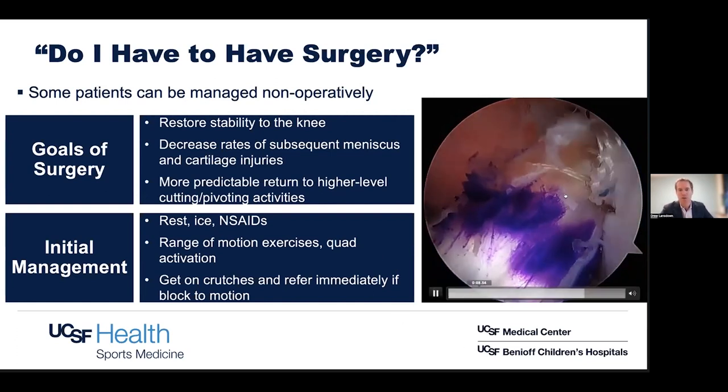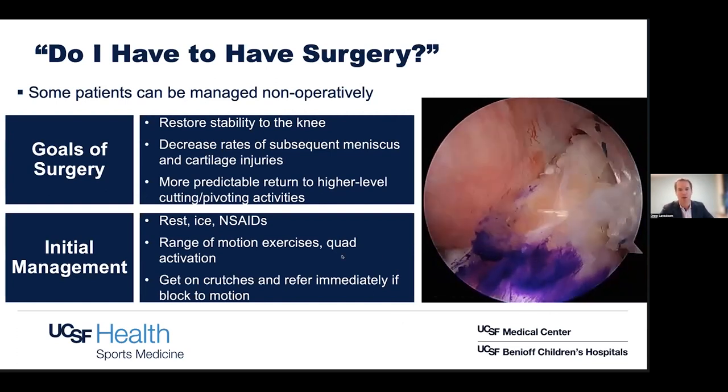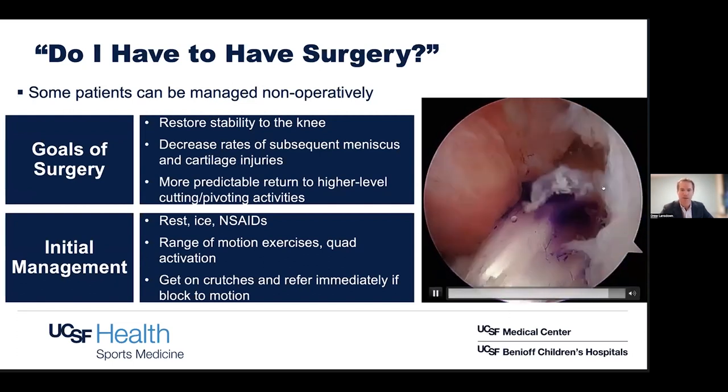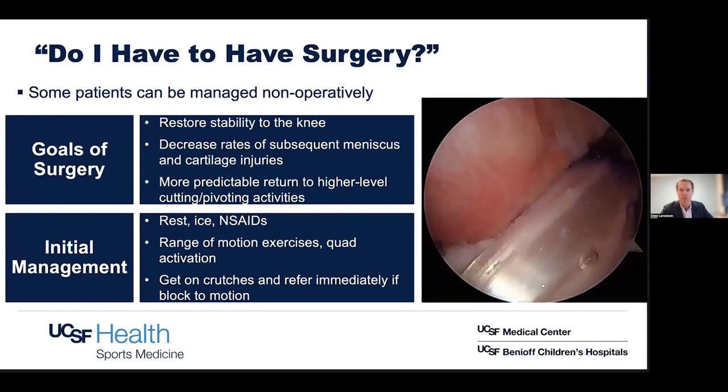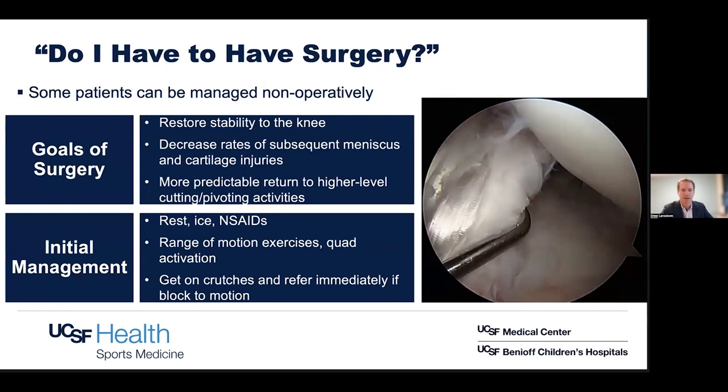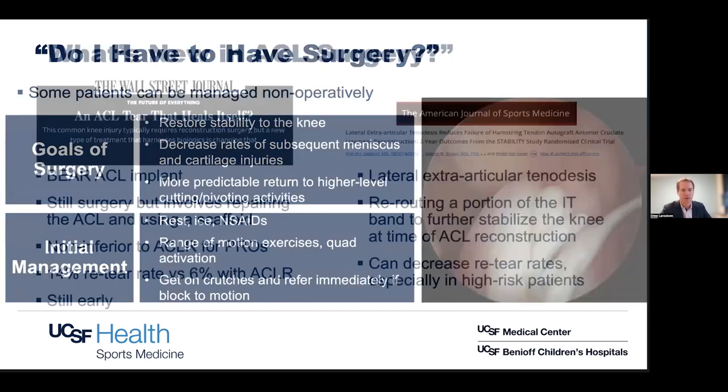And then for those patients who are looking to get back to more cutting pivoting activities, this is what we'll do: we'll take a tendon, place those holes in the bone, and then pull that up to reconstruct the ACL, and then get them back to their activities after a rehab course.